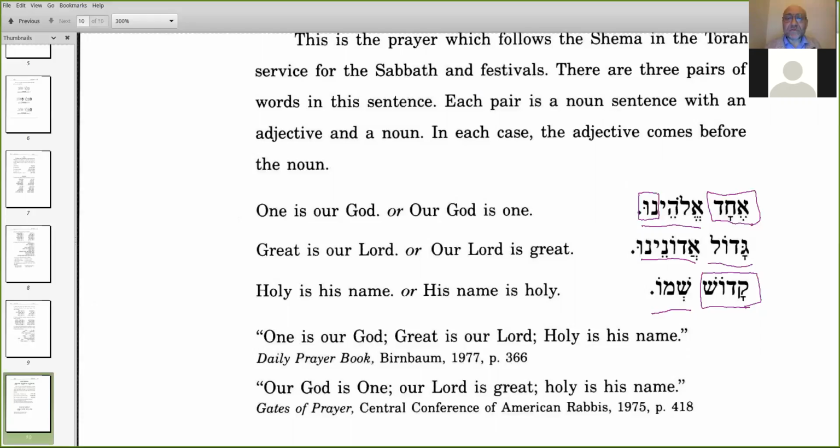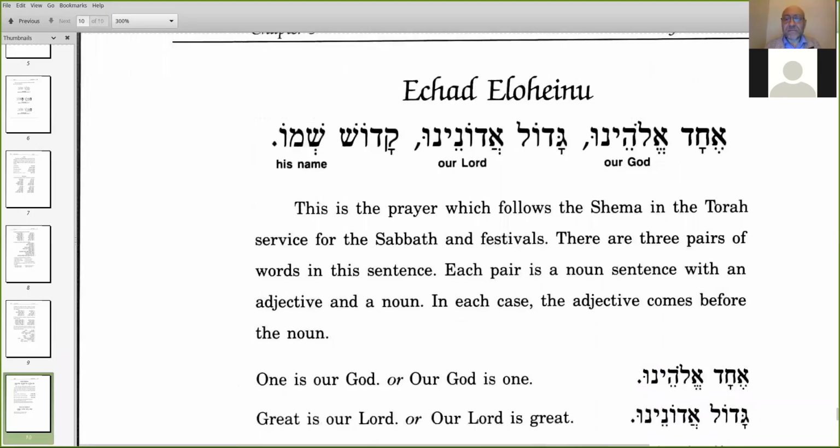So let's go back up here to our prayer and see what we have. Now, I think I transliterated these the last time, but let me read it in Hebrew, and then I will cant it. So we have Echad Eloheinu Gadol Adonenu Kadosh Shemo. Okay? Now, the tune is a little like this. Echad Eloheinu Gadol Adonenu Kadosh Shemo. Okay? And it's got a nice little sound to it, I think.